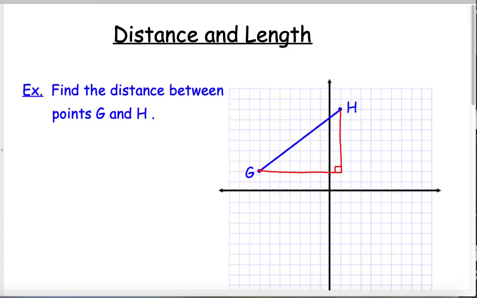So, from G, this would be 1, 2, 3, 4, 5, 6, 7, 8 units long that way. And then how many up? That would be 1, 2, 3, 4, 5, 6. 6 units up.